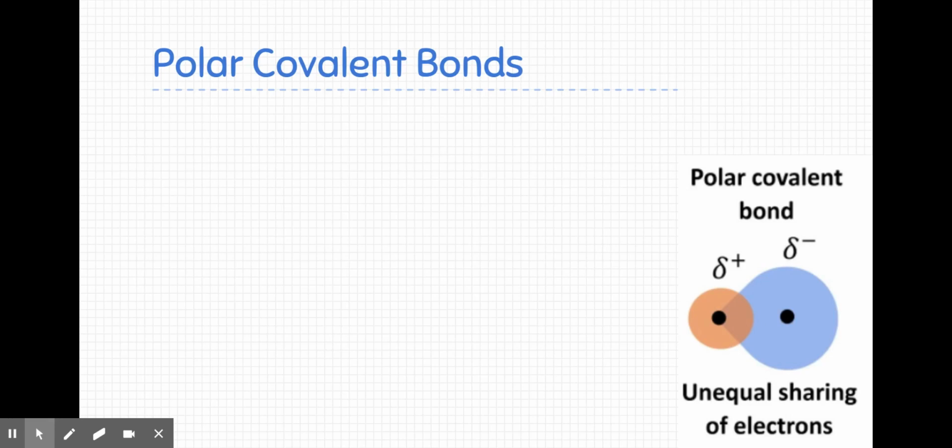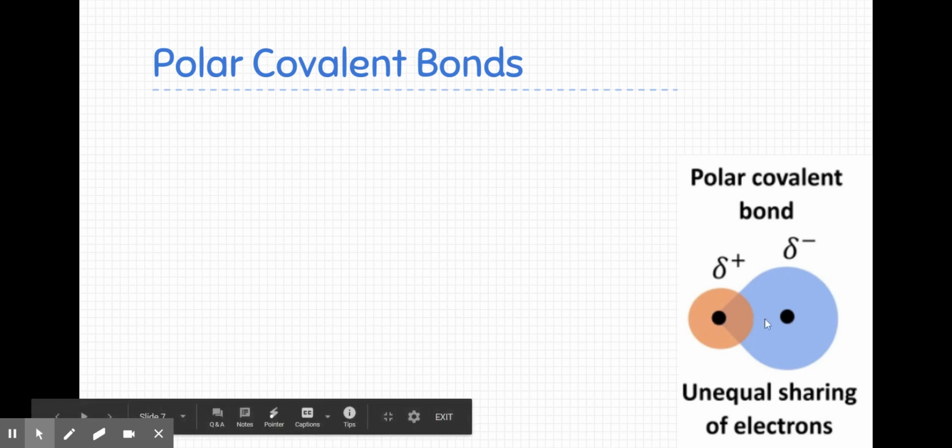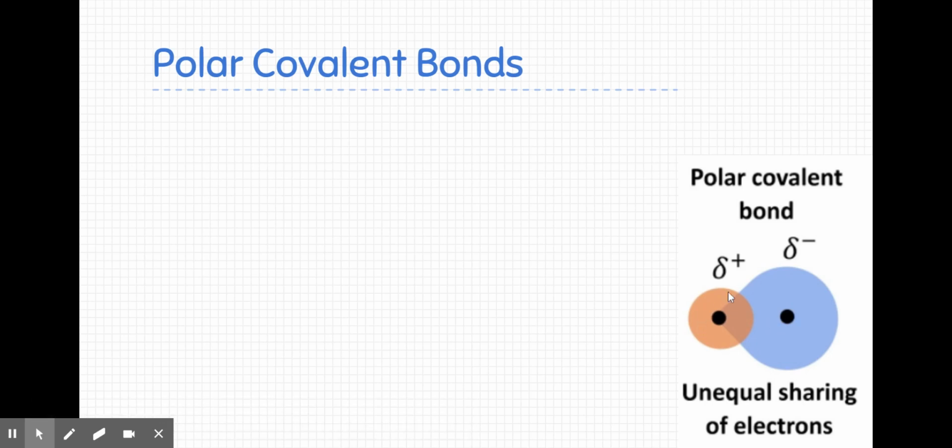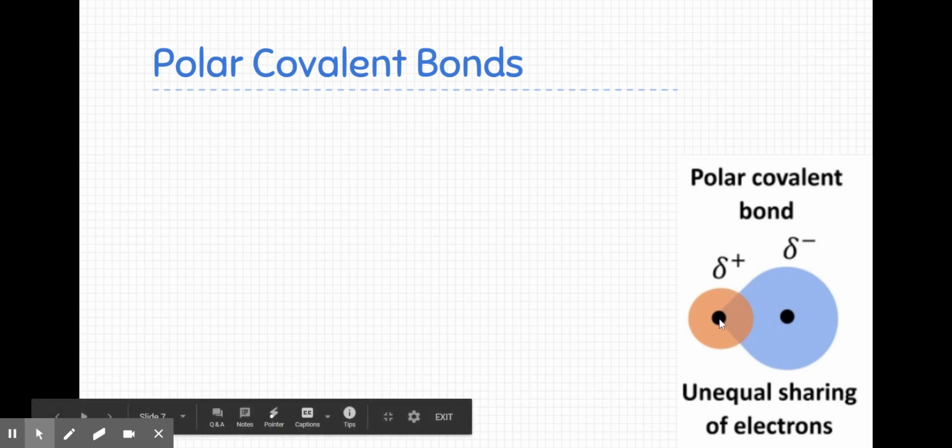So here's a representation of a polar covalent bond. We have our two nuclei, those black dots, and the electron cloud. We see that one side is much larger than the other side, and that's representing the electrons spending more of their time being closer to the one nucleus.